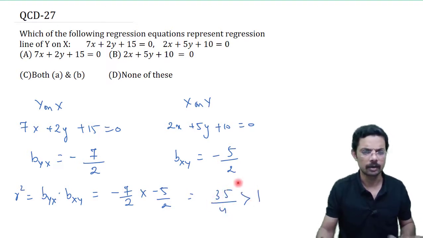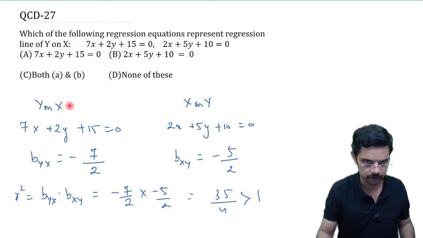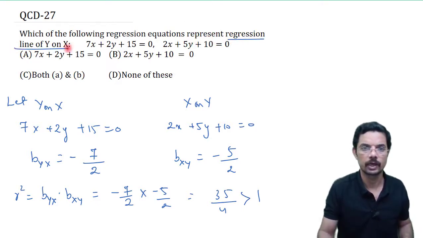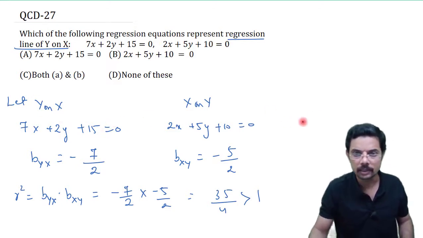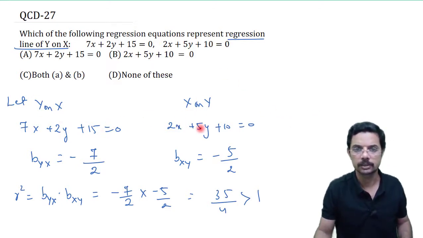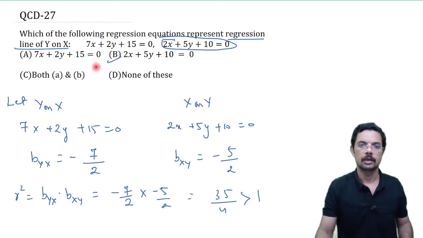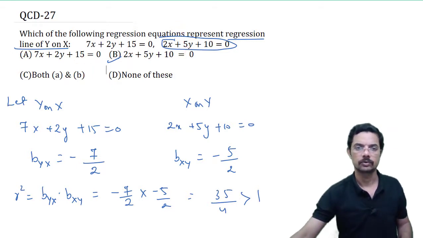This is greater than 1. So our assumption is false. We had assumed that the regression equation of y on x is this and x on y is this. So we need to change our assumption. The regression equation of y on x is not this but this: 2x plus 5y plus 10 equal to 0. This is the regression equation of y on x. Where is the answer? Yes, here, option B: 2x plus 5y plus 10 equal to 0 is the answer.